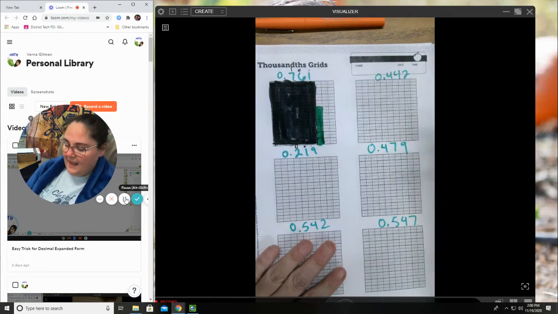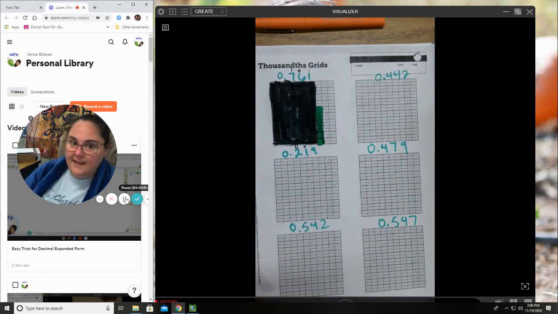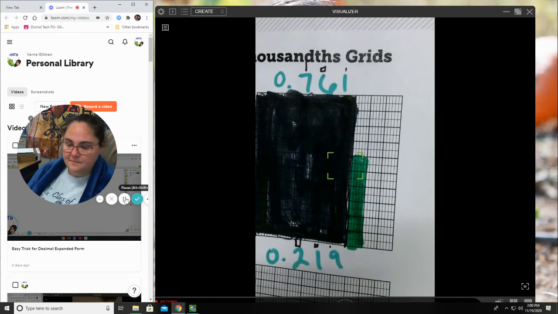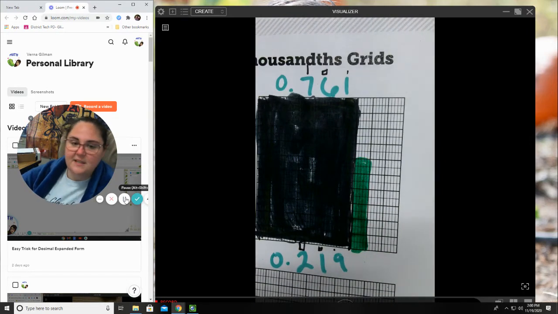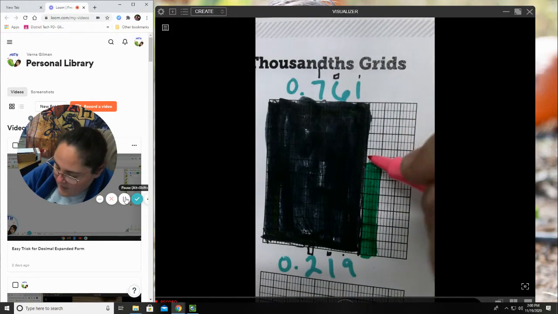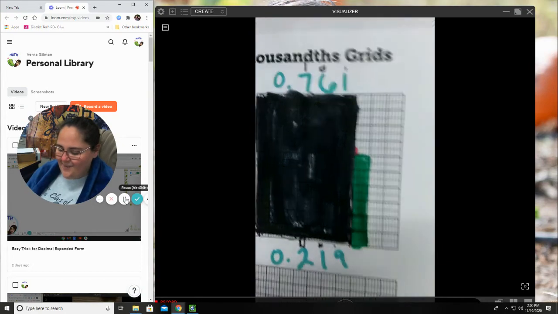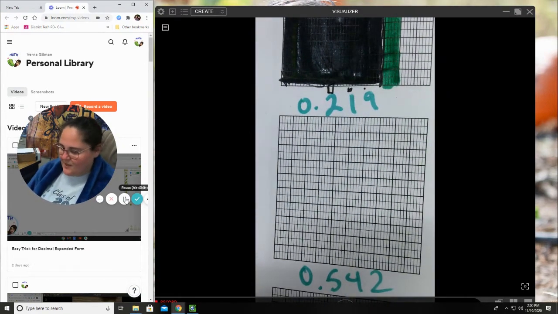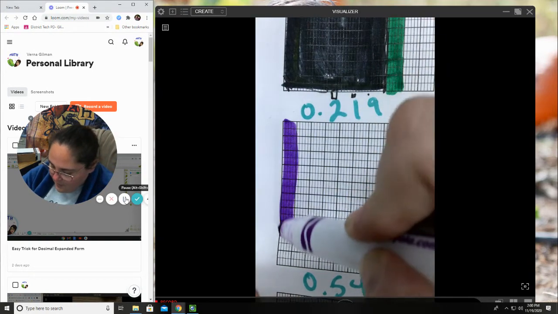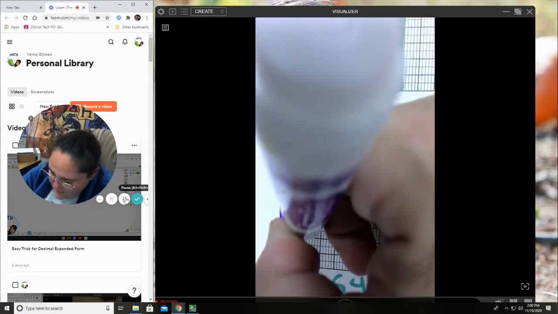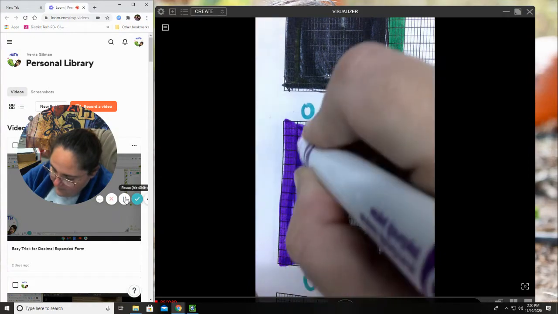Whoop. And finally, we have 1 thousandth. So I'm going to zoom in really close. The reason why I zoomed in close is because I want you to really see that I'm only going to color 1 little thousandth. There we go. I'm going to go down to my next one. Let's do this one. 2 tenths. So 2 longs. 1, 2. And again, I'm going to go kind of to the point to make sure it's nice and neat. There we go.